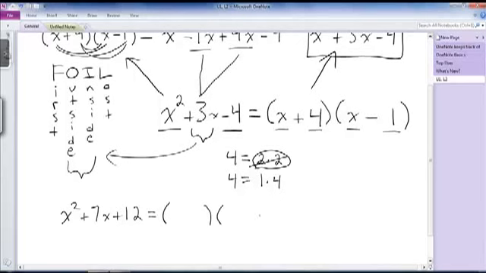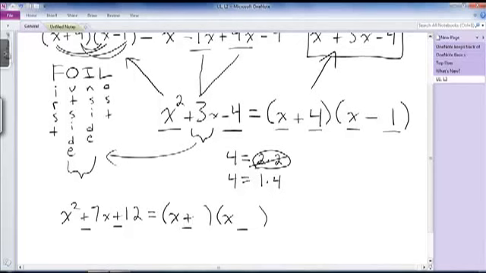So I'm going to start by drawing my pairs of parentheses. Again, I've just got an x squared in front, so that's going to be an x and an x. And since this is positive, what does that tell me? That tells me that both of these signs, the sign here and the sign here, are going to be the same. But then I have to look at this middle sign. Well, the middle sign, the 7x, is also positive.